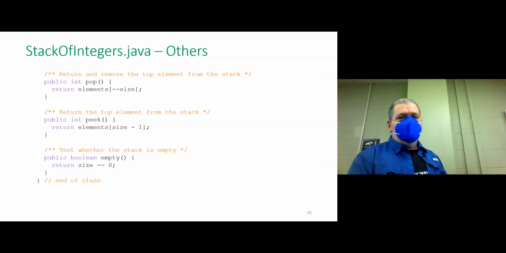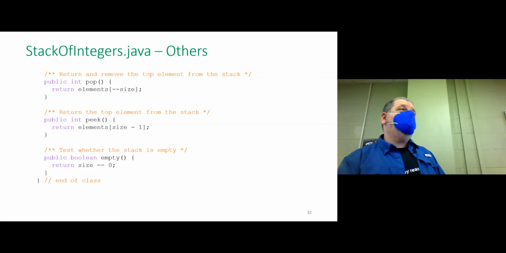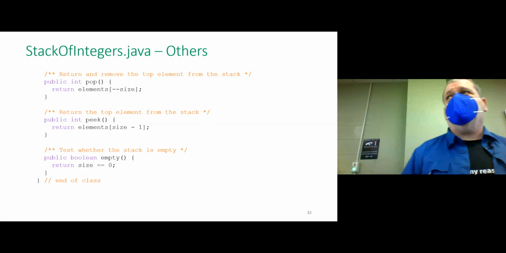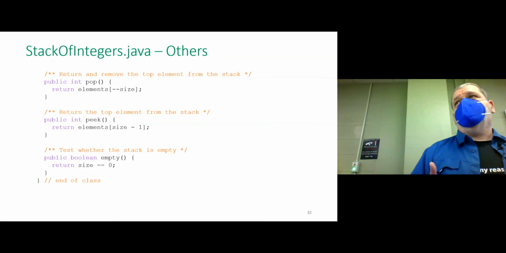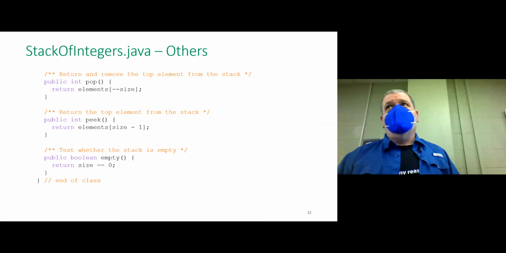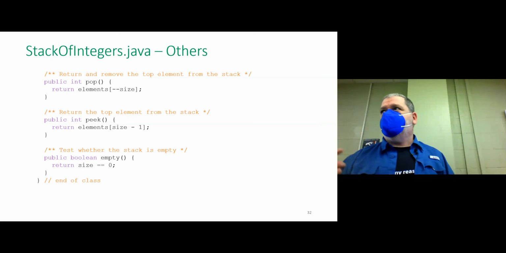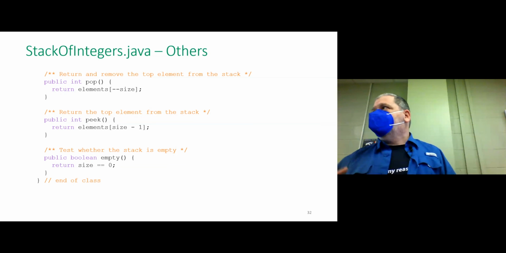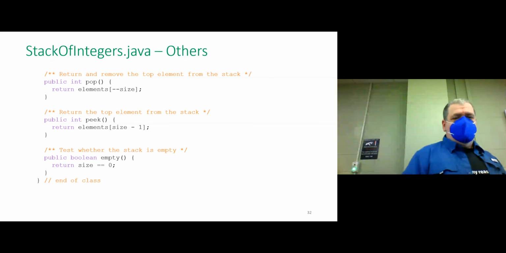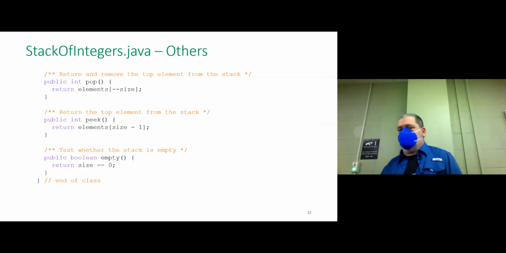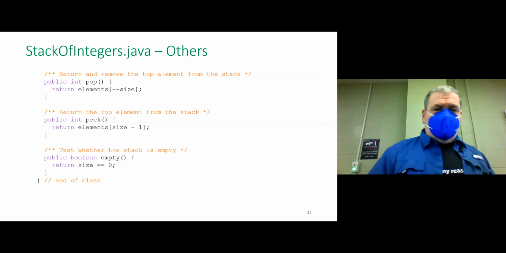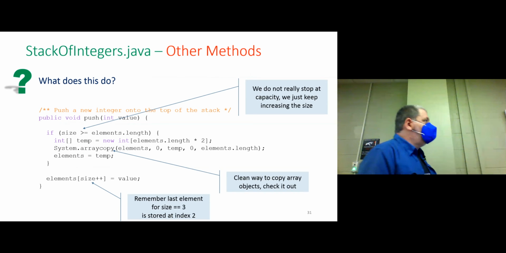Okay? The peek, well, we return element index size -1. So the difference between size -1 and minus size is one of them modifies the value of size, the other one doesn't. So we are still using the same logic of accessing the last element at index size -1, but in one case we do pop the element, in the other case we do not. And empty is simply checking if the size is 0. So those 3 methods here, they are not the problem.